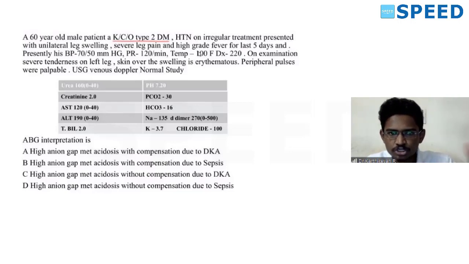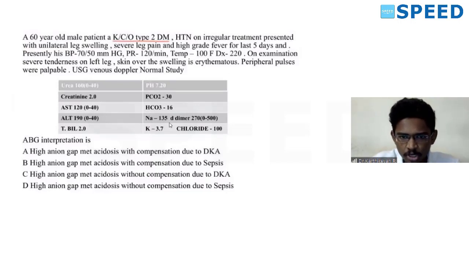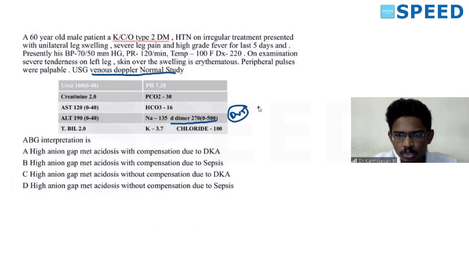And they have given his kidney function test and ABG: pH, PCO2, bicarb, and electrolytes. They have also given D dimer, which has been found to be normal. D dimer is normal, and the venous Doppler also revealed a normal study. So that means DVT as a possibility is ruled out. In an old patient with leg swelling and pain on walking, unilateral leg swelling, you should first think of DVT. They have ruled out DVT in your question.